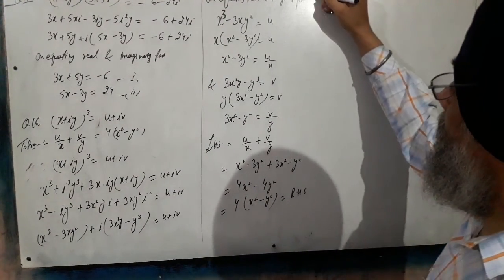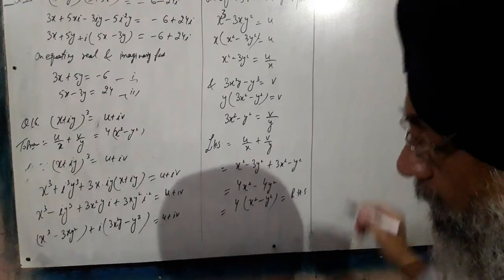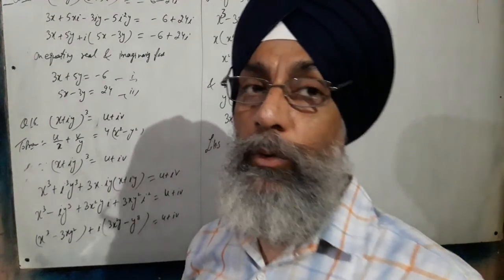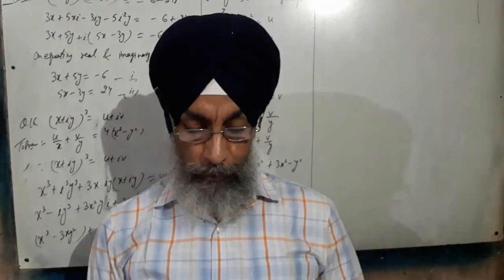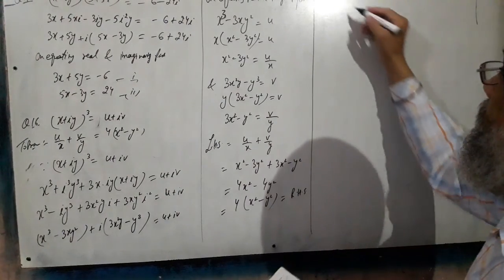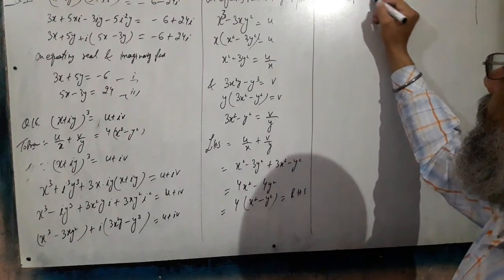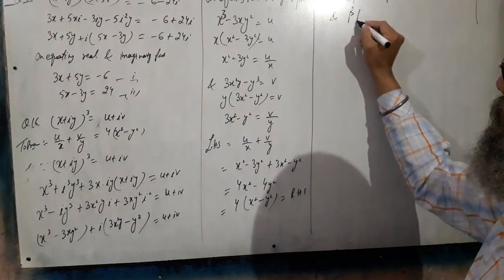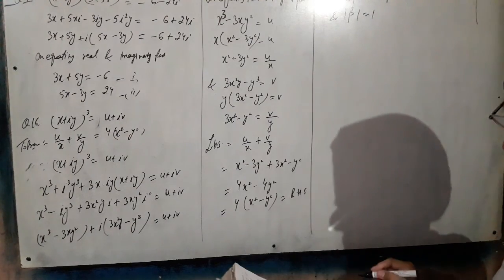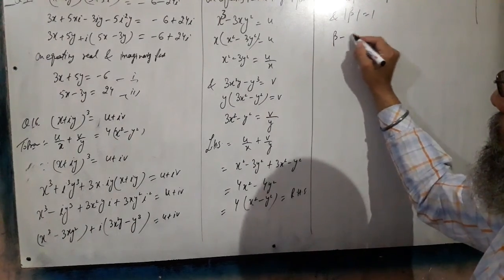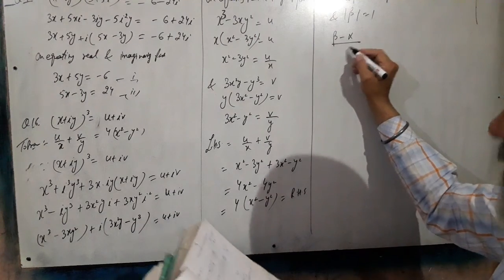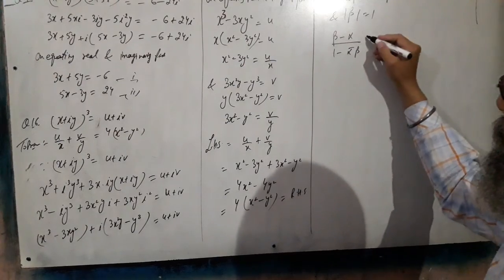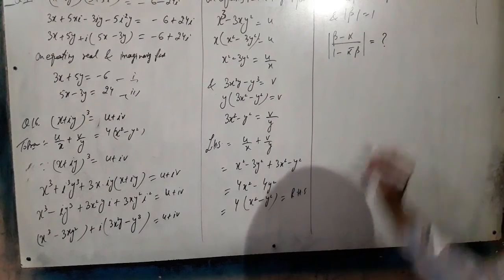See the question number 17. It's a very important question. It is given that alpha and beta are different complex numbers, and mod of beta is equal to 1. We have to find the value of the mod of beta minus alpha upon 1 minus alpha conjugate into beta. This value we have to find out.